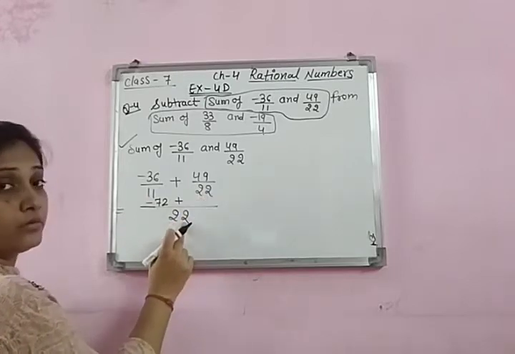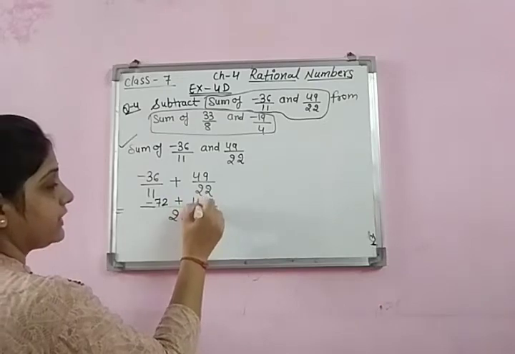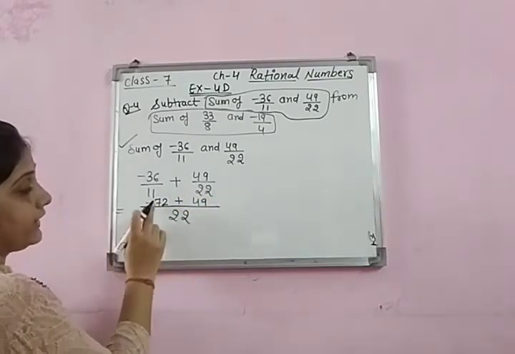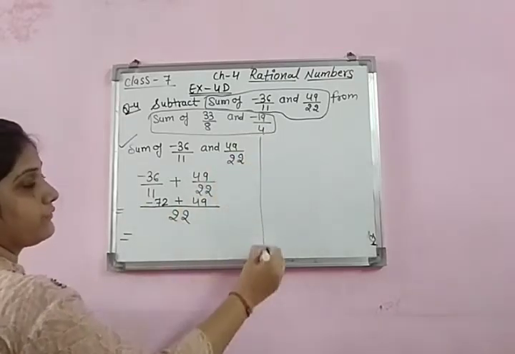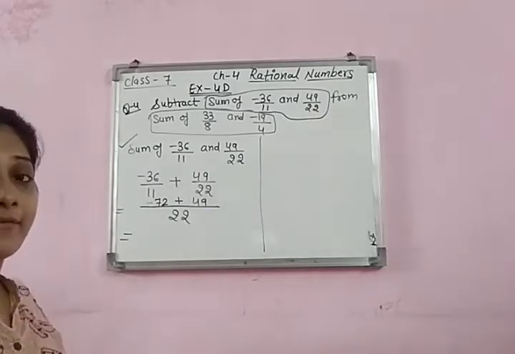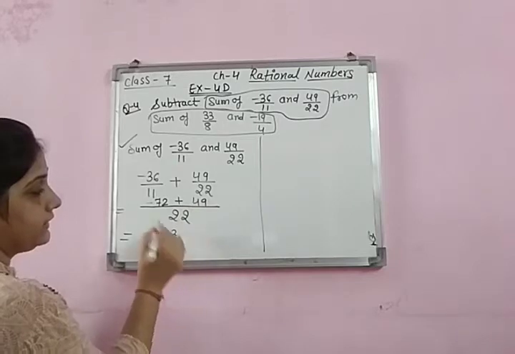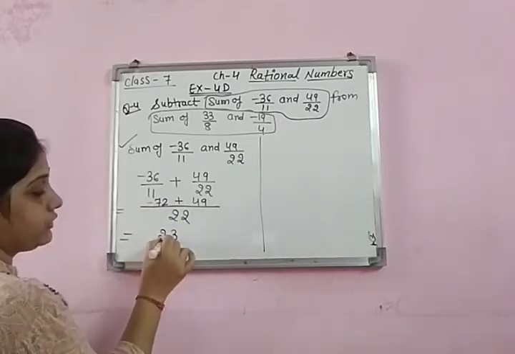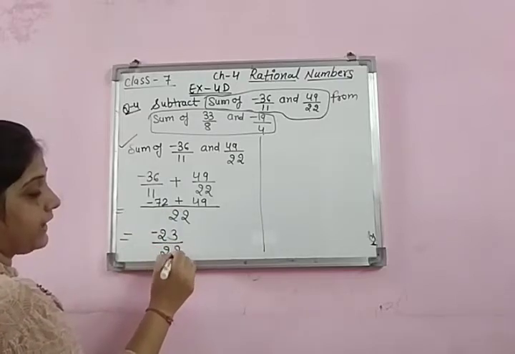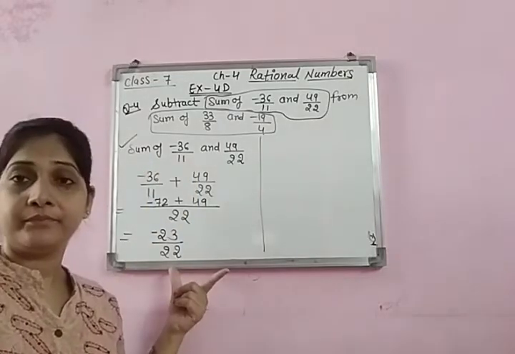Now 22, how many times does it come? 1 time, and 1 times 49 is 49. Now look at this. What do you understand from here? It is negative, it is positive. Opposite signs mean we have to do subtraction. So I am subtracting: 72 minus 49 is 23. And the bigger number is with the negative sign, so it will give me negative 23 by 22. I think the addition is clear.